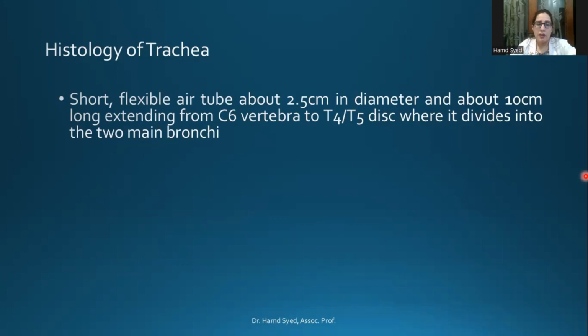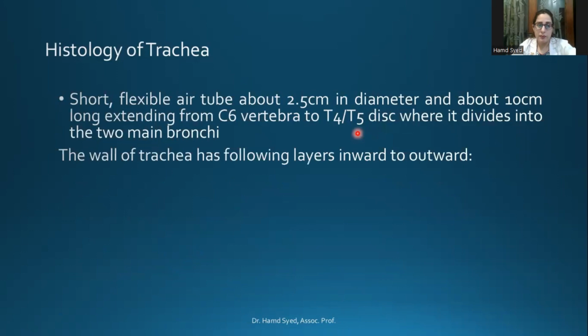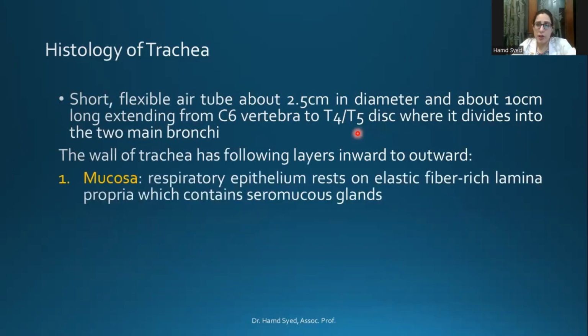It begins at the level of the 6th cervical vertebra, and it ends at the level of the intervertebral disc between the 4th and 5th thoracic vertebrae. This is known as the level of the sternal angle, where the trachea ends by dividing into the 2 main or principal bronchi. The wall of the trachea has the following layers from the inner to outer aspect.